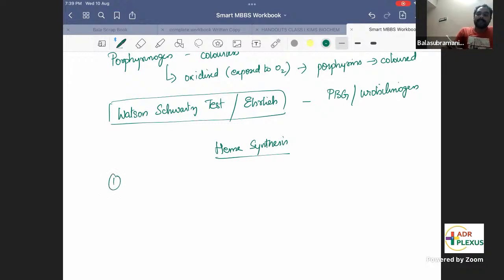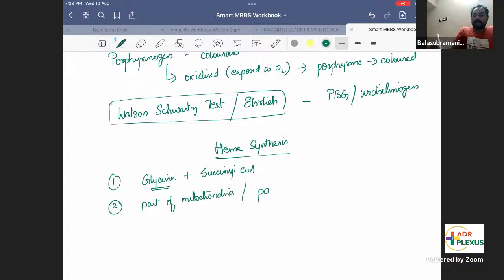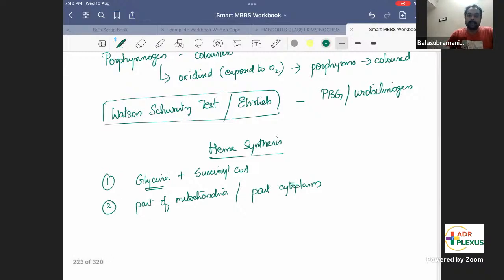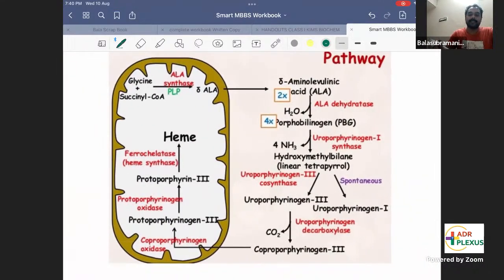The first point is that heme is a molecule synthesized from glycine plus succinyl-CoA. Glycine is the simplest amino acid. That's why I told you heme comes under protein, because it is synthesized from an amino acid, glycine, plus succinyl-CoA. The second point is that part of the reaction happens in the mitochondria, and part happens in the cytoplasm.